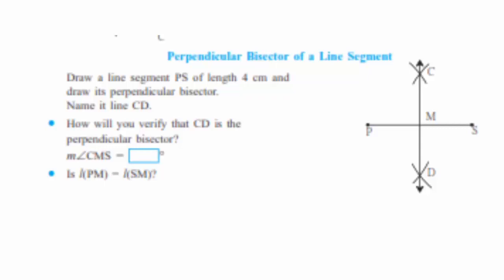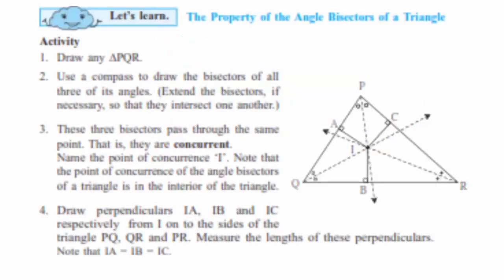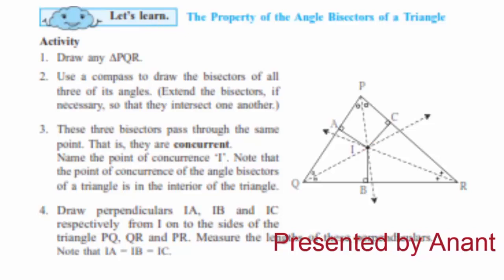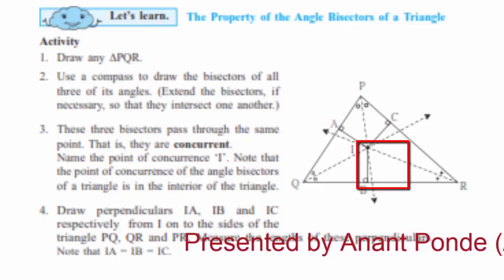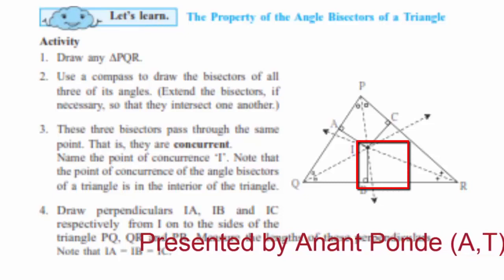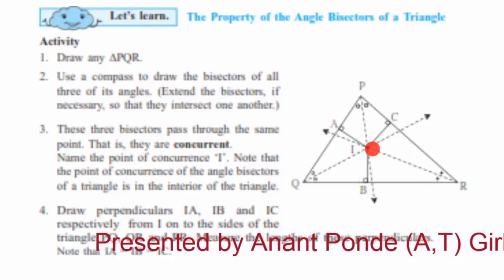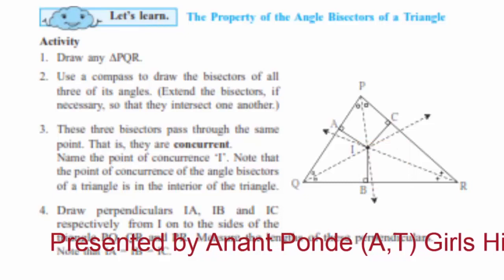That will help you. Then we see the property of the angle bisector of a triangle. Here is the triangle PQR. We know that a triangle has three angles: angle P, angle Q, and angle R. Here are the angle bisectors. The three angle bisectors intersect at one point. Therefore, the angle bisectors are concurrent. We know that three or more lines intersecting at one point are called concurrent lines.